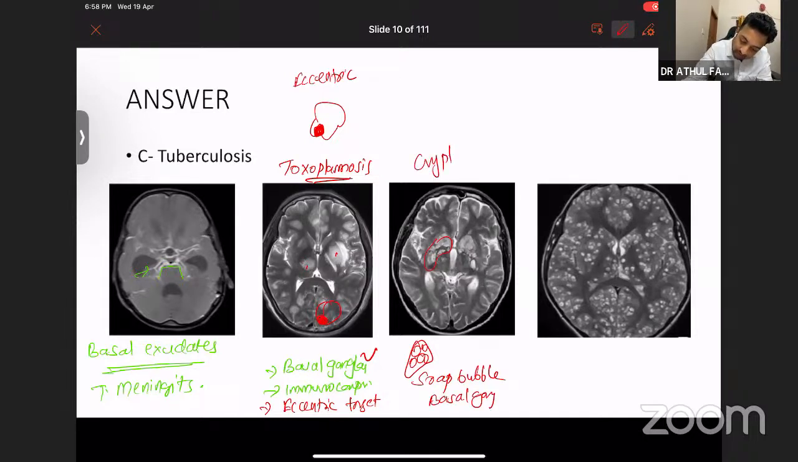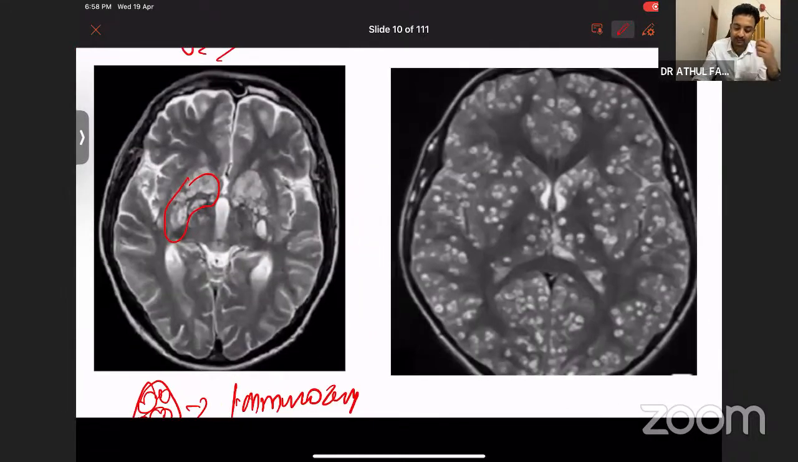This is cryptococcosis. Cryptococcus will be having a gelatin capsule. So when these cryptococcus get deposited there, because of this gelatin capsule, we will see multiple soap bubble like appearance in cryptococcus. You should know what is the treatment, what is the role of amphotericin, all these things you should know in cryptococcus. This is also seen in immunocompromised patients only.